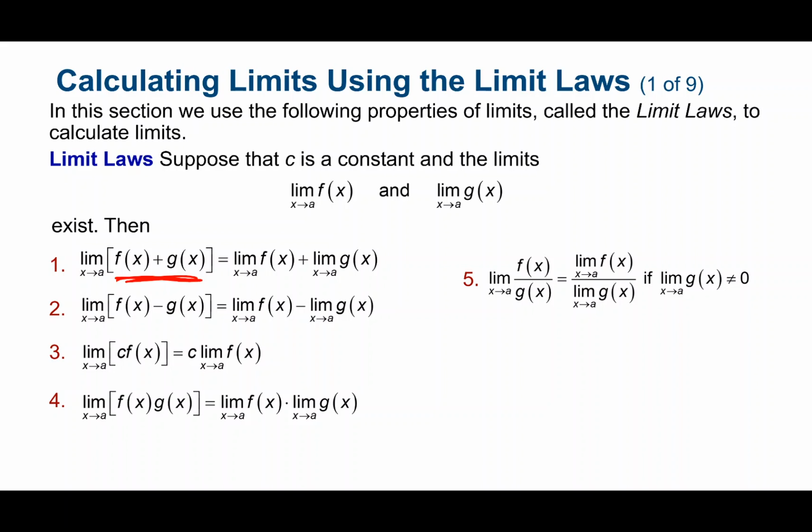Number 3 says the limit of c times f of x is c times the limit of f of x. So c here is just some constant number. As long as we have a constant, not a variable, then to figure out the limit of that constant times some function, we can just find the limit of the function and then multiply it by that constant. Or another way you could say number 3 is if you have a constant factor inside of a limit, you can factor it out in front.